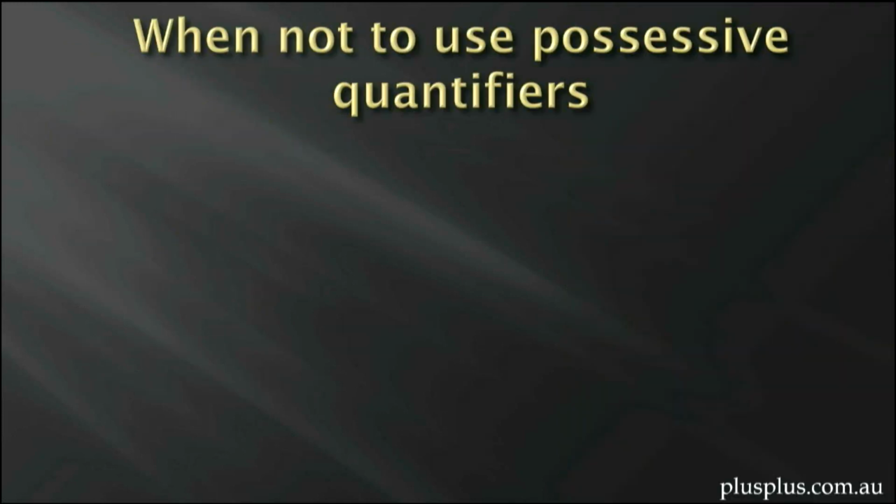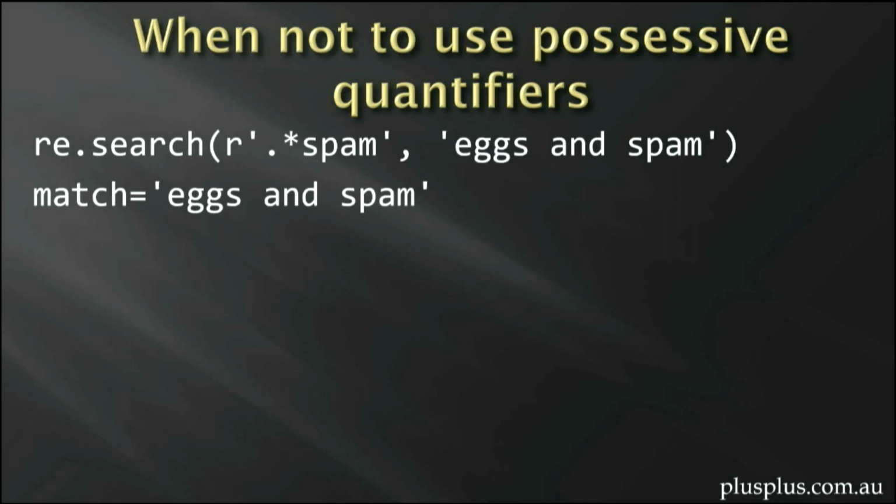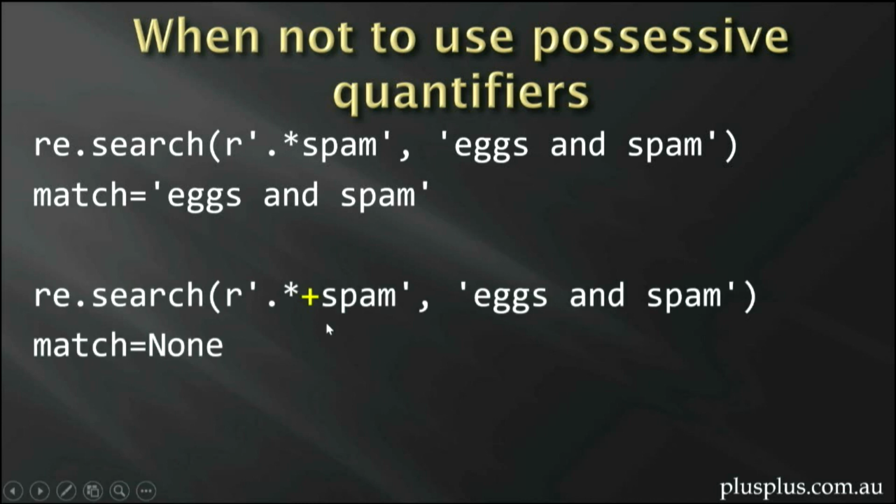So why or where would possessive not be good? If I had a pattern like that, r.star spam, because of backtracking, I get eggs and spam, and it matches eggs and spam. That is, the dot star goes and consumes everything, and then it backtracks so that it doesn't consume it all, so that it does get the and spam. Make that possessive by chucking a plus on it, and it doesn't match. Because the dot star has consumed all of the data string.